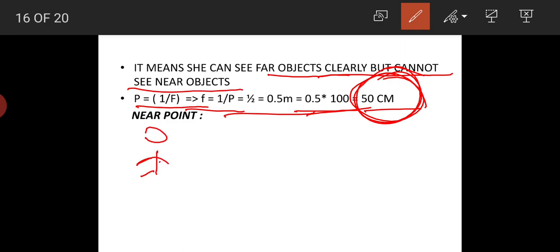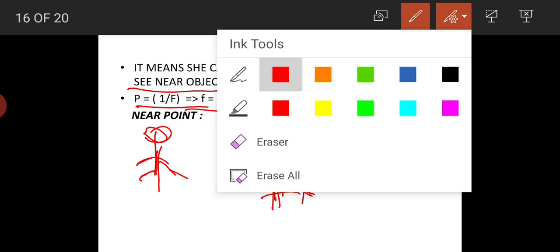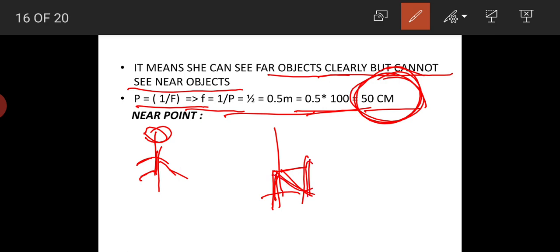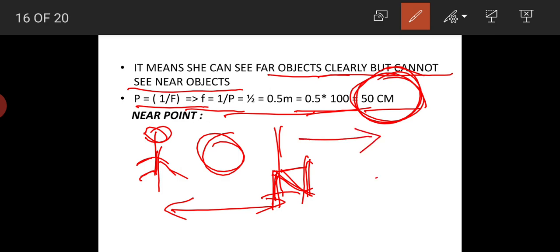So till where will she not see near objects clearly? That is given by the near point. It means the near point is the distance till where she cannot see objects clearly, whereas beyond that point she can see the objects clearly. So now we are going to find that near point distance.